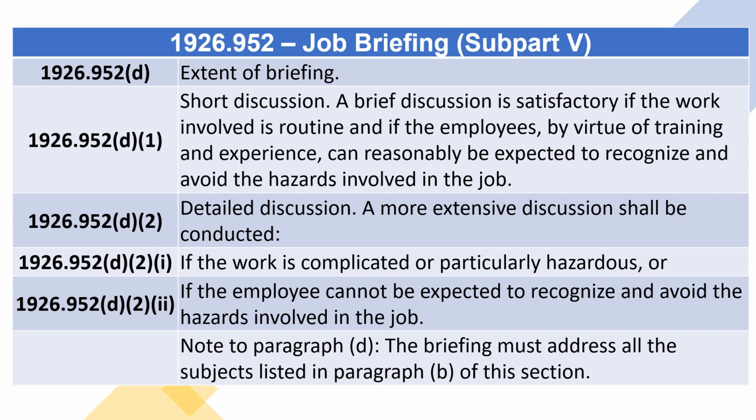1926.952(d)(2), Detailed discussion. A more extensive discussion shall be conducted, as in 1926.952(d)(2)(i) through 1926.952(d)(2)(ii), if the work is complicated or particularly hazardous, or if the employee cannot be expected to recognize and avoid the hazards involved in the job. Note to paragraph (d): the briefing must address all the subjects listed in paragraph (b) of this section.